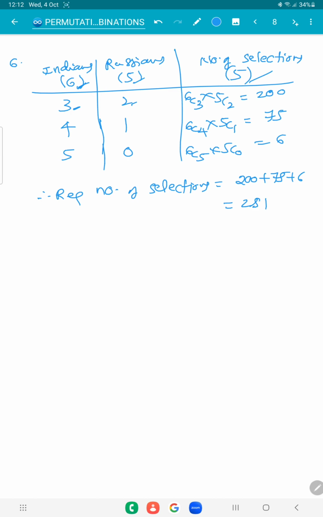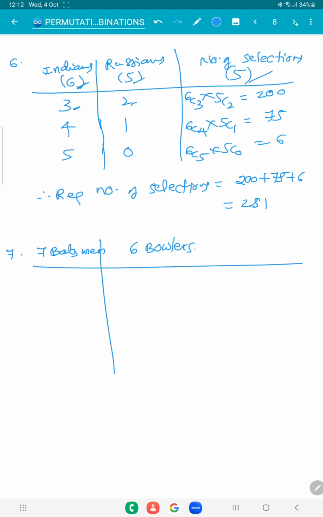Next one is the seventh one. From 7 batsmen and 6 bowlers, an 11-member team should be formed. So 7 batsmen, 6 bowlers, number of selections. The 11-member team can be selected having at least 5 bowlers. 5 bowlers are there, and 6 bowlers can also be there.